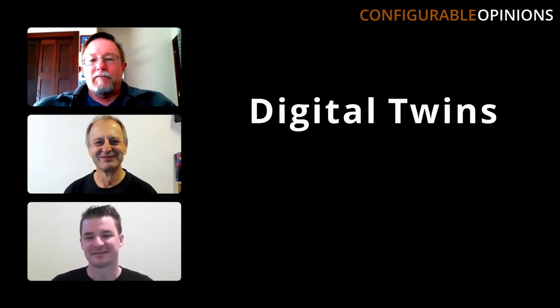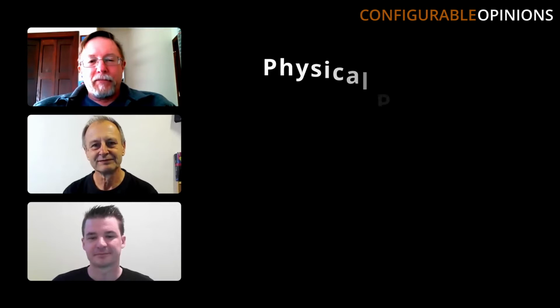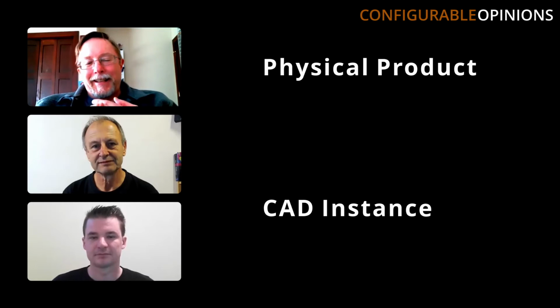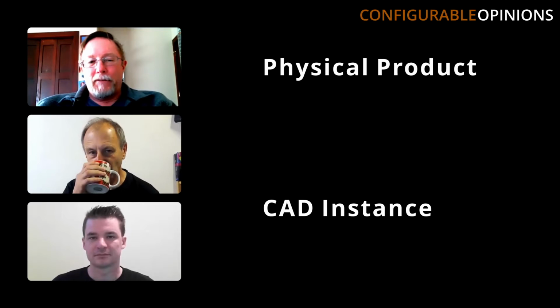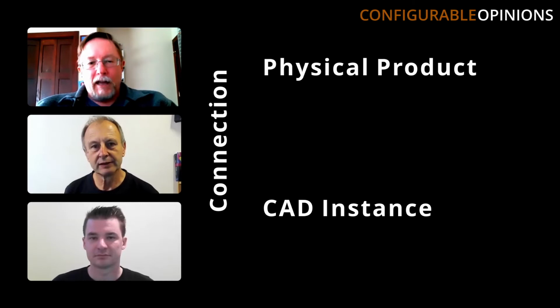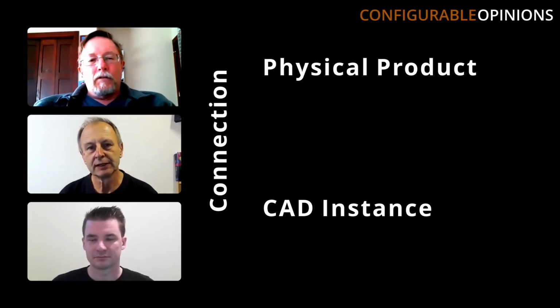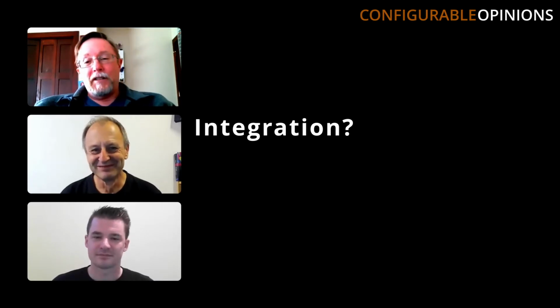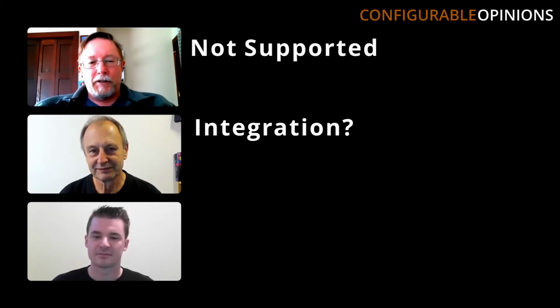Well, a digital twin really is comprised of three things, right? The physical product, a unique instance in your CAD system that represents the as-sold version of that physical product, and the connection between the physical product and the CAD system. So right off the bat, when you think about variant configuration, what do those three things tell you? It tells me integration. Well, integration is one, but it tells me that digital twins are not supported via variant configuration in any way, shape, or form.